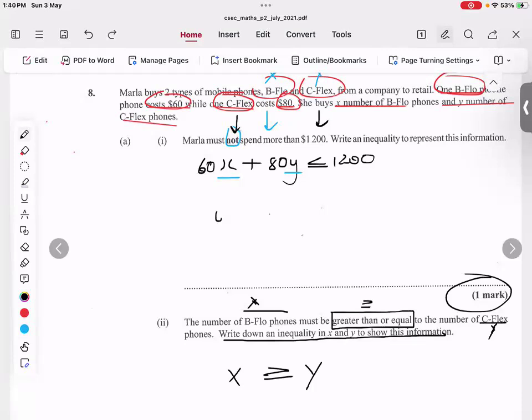You could say that if it was x plus y equals 60 or x plus y equals 80. But it's 60x and 80y. The 1200 will have something to do with that.